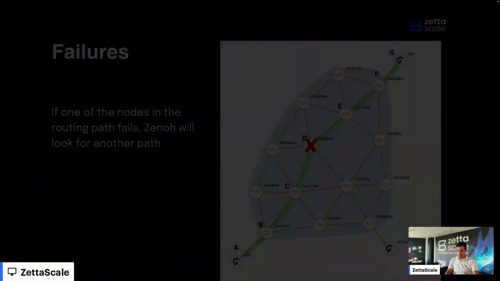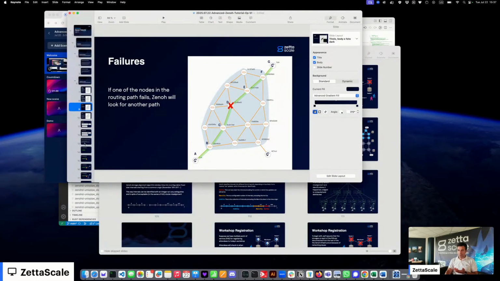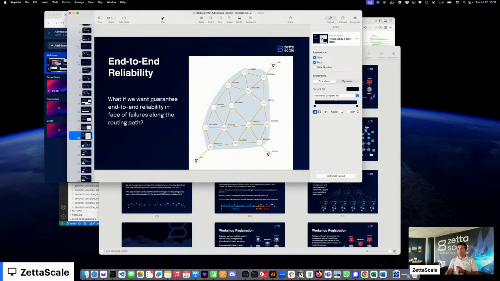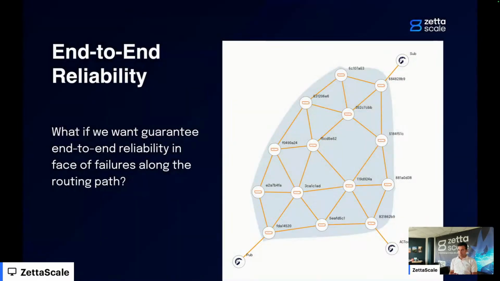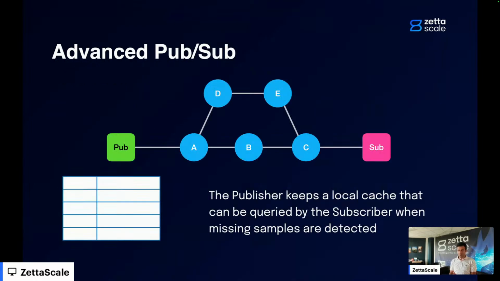And if that is a problem for your application, obviously there is a solution in Zenoh. And what is the solution? We'll get to that in a moment. Okay, that's end-to-end reliability. So suppose again that we want to guarantee end-to-end reliability in spite of failures in the routing path. In that case, we have something called advanced publish subscribe.